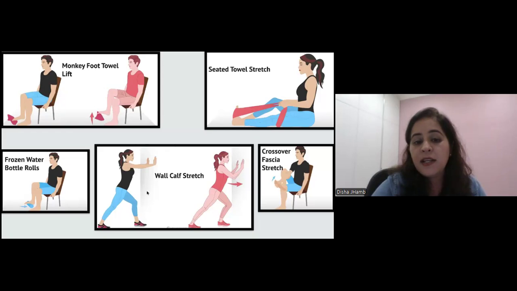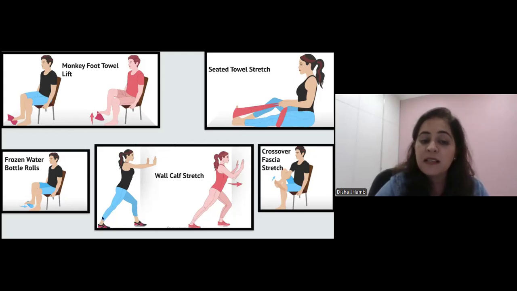As you can see, you need to keep your hands on the wall, or you can take support of a chair. This is your affected leg, the leg which we want to stretch, and this leg is your unaffected leg. In this position, when I move the pelvis forward and shift the weight onto the front leg, there is a sharp stretch that will come in this area. Again, the idea is to hold the stretch for 10 seconds, 3 times. You can do it in the morning or in the evening.